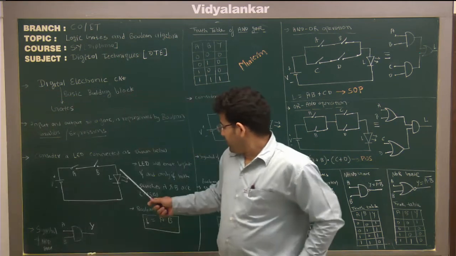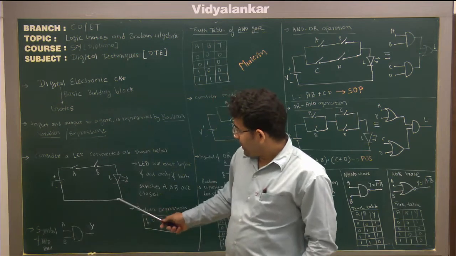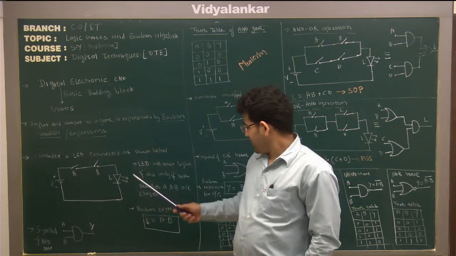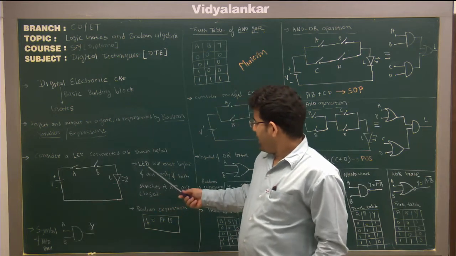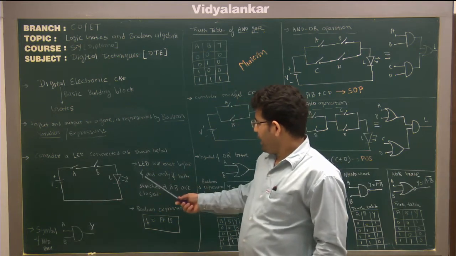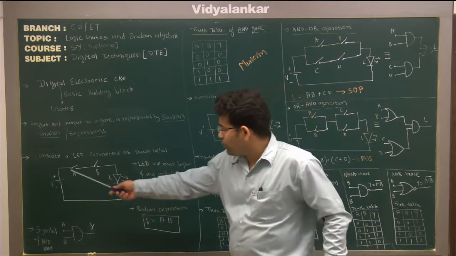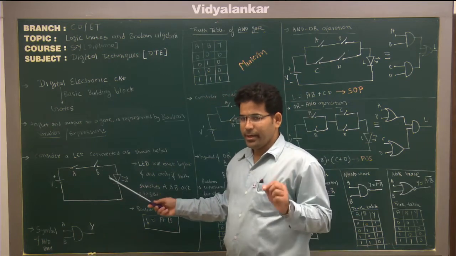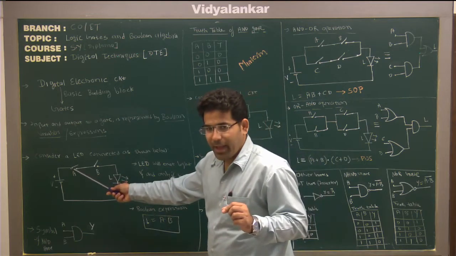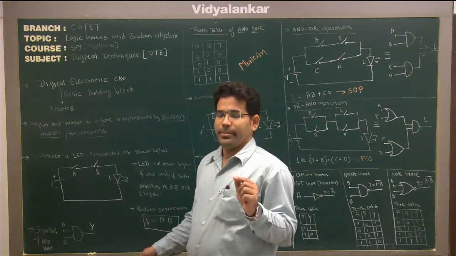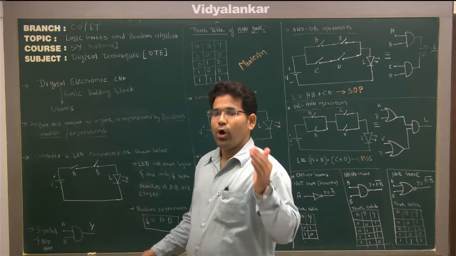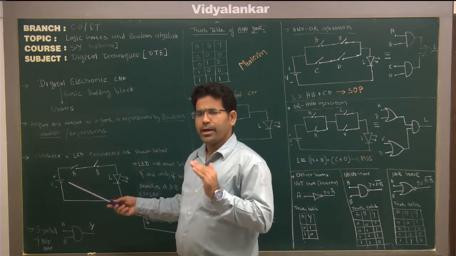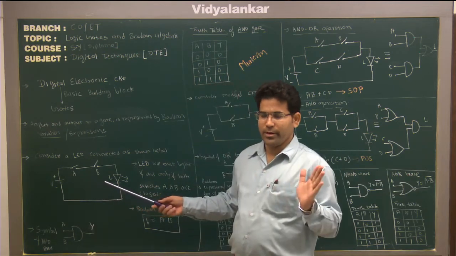Now you know LED will emit the light whenever there is a path from battery to the LED, or I can say LED will emit the light if and only if both the switches A and B are closed. Means here this switch A can have two possibilities, either closed or open. Closed means it will allow the current flow, open no current flow.